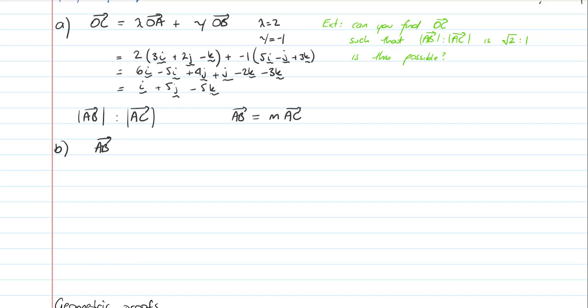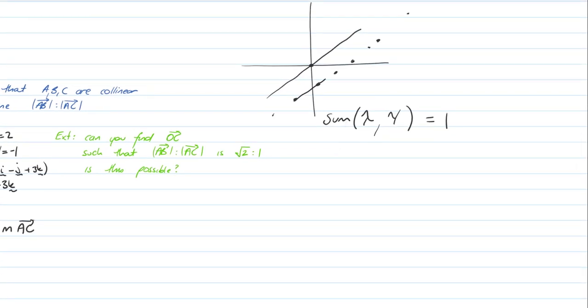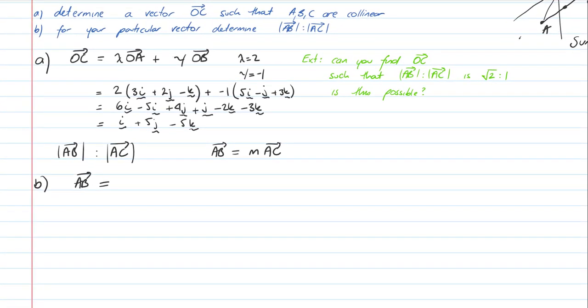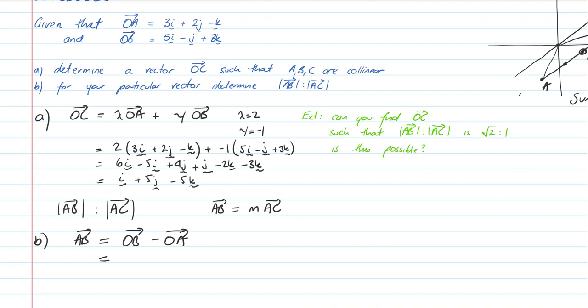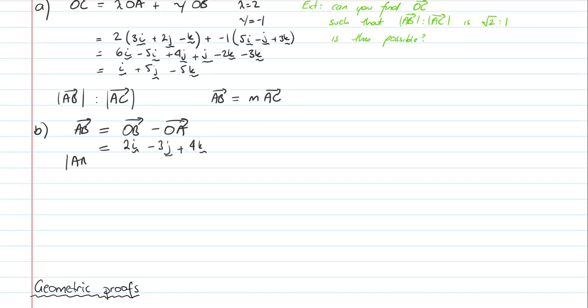So remember, if I sketch my diagram over here, AB, which is going to be that vector, and we'll call this point C, so A, B, C. AB will be OB minus OA. So there we go, OB minus OA, which I'll do pretty quickly. OB minus OA will be 5 minus 3, negative 1 minus 2, and 3 minus negative 1, which will give me 2i minus 3j plus 4k. And the magnitude, therefore, of AB will be the square root of 4 plus 9 plus 16, and that is, of course, the square root of 29. It's not going to be pretty.